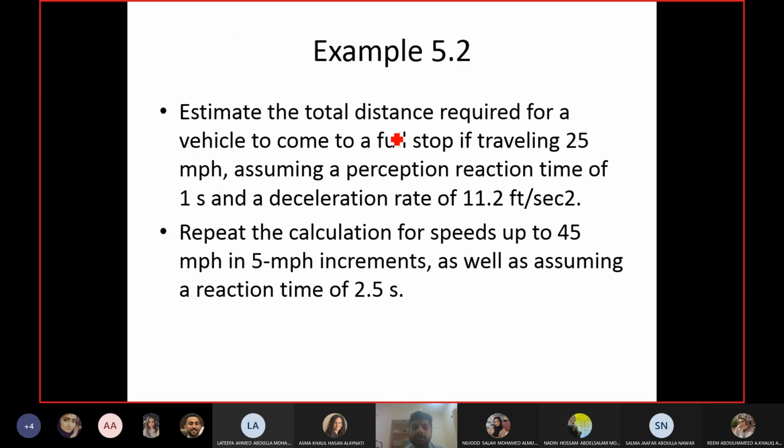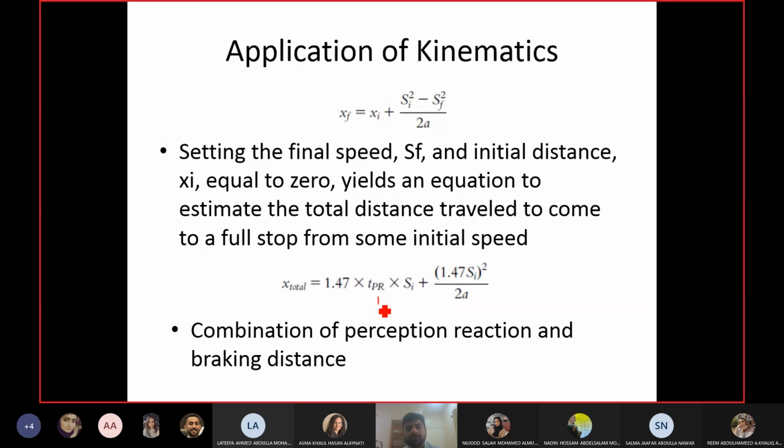So we have to find out the total distance required for a vehicle to come to a full stop if we are traveling at 25 miles per hour, perception reaction time 1 second, deceleration rate of 11.2 feet per square second. In the previous equation I was just saying acceleration, but when you are taking the case of stopping, it is deceleration. So we have to find out the total distance required for stopping using these values.